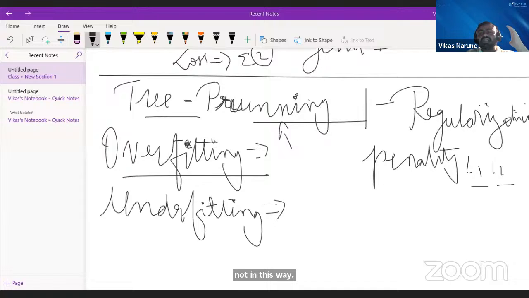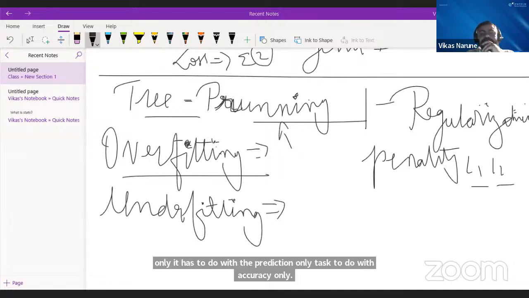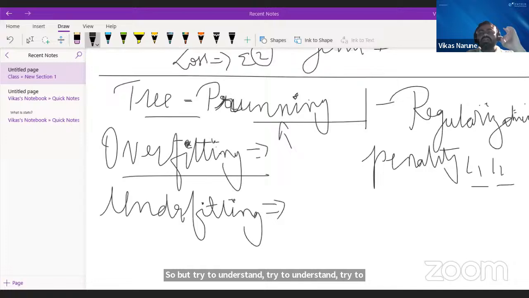Any other ideas, guys? It has to do with the prediction only. It has to do with the accuracy only. But try to understand, try to think something else. It is about the accuracy only, but it is about when we are trying to calculate the accuracy. Any other suggestion, guys? Anyone having any opinion, like what is overfitting, what is underfitting?